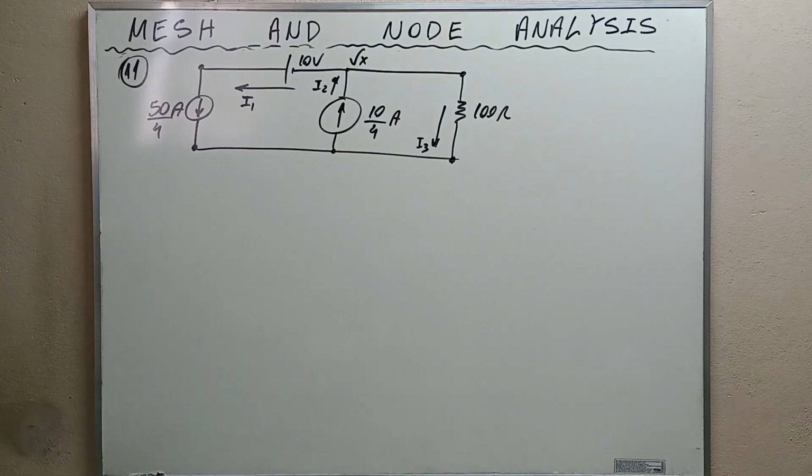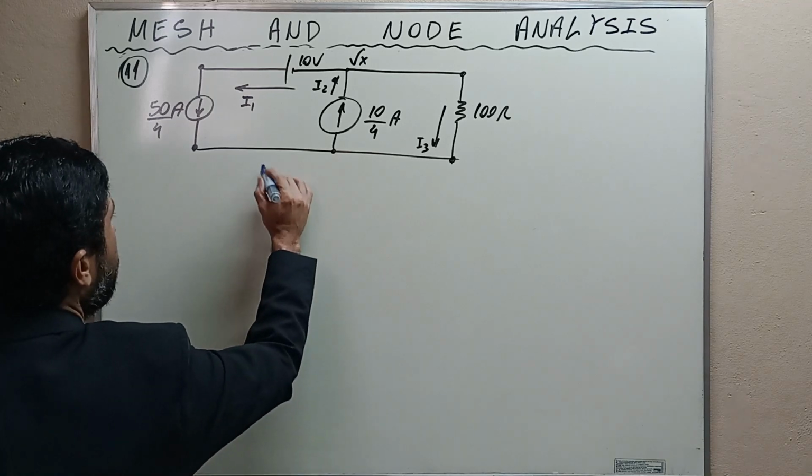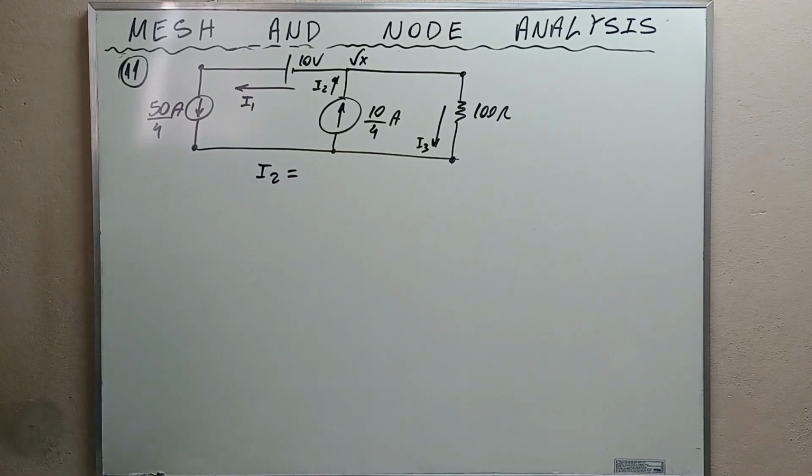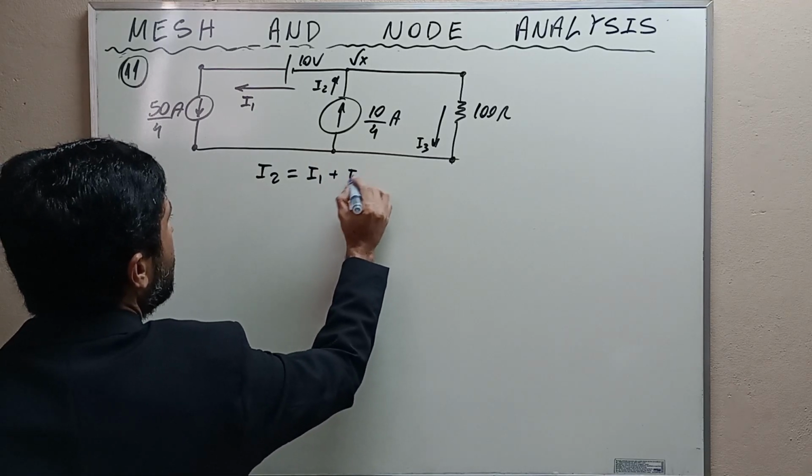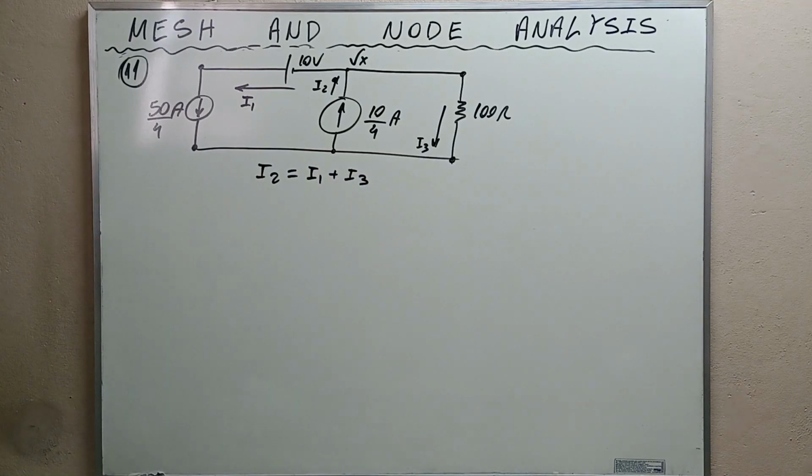And applying the nodal rule at node X, we have to remember that the sum of the currents that enter a node has to be equal to the sum of the currents that leave the node. Alright? And what is the current that is entering the node? It is I2. And what are the currents that leave the node? They are I1 and I3. Okay, my friends?